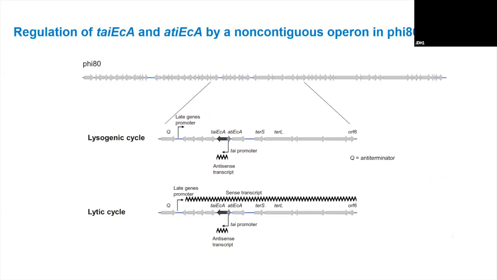In our case, we find the gene clusters present in the late gene operon. So in the lysogenic cycle, the antiphage system will be constitutively present to protect the host at a population level. Once the phage is induced, the anti-terminator protein Q will initiate the transcription of the downstream operon, including the anti-ECA, at a very high level. So at this time, the anti-ECA will protect the phage from autoimmunity.